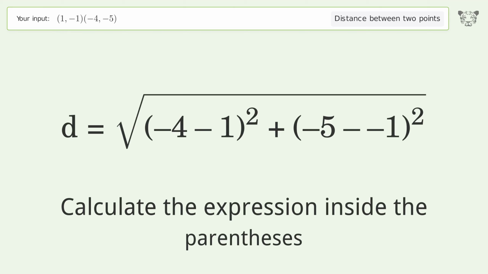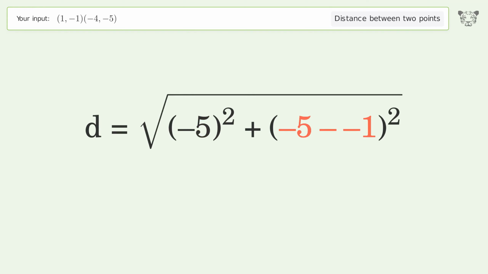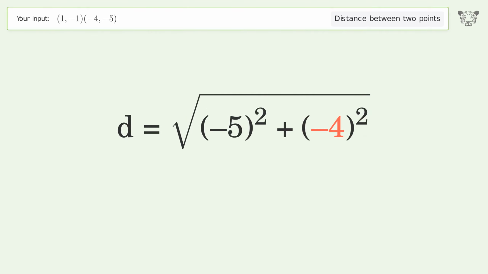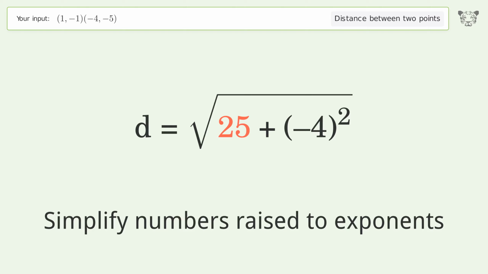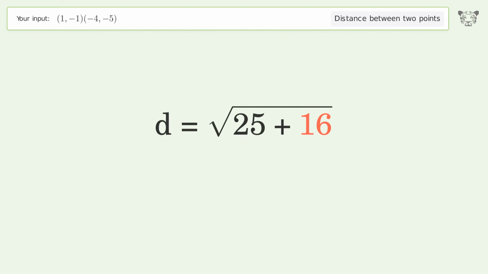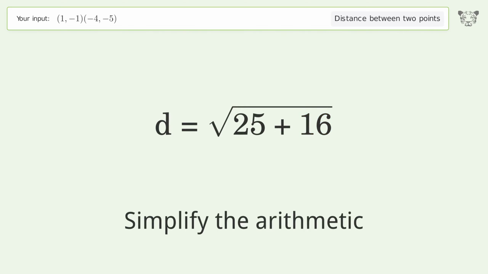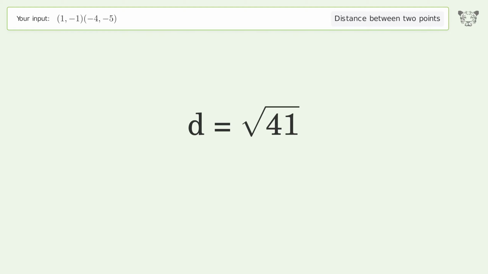Calculate the expression inside the parentheses. Simplify numbers raised to exponents. Simplify the arithmetic. And so the distance between the 2 points is the square root of 41, or 6.403.